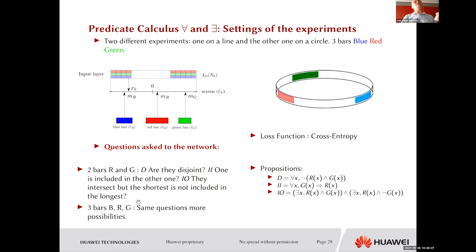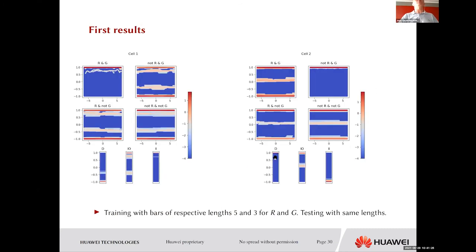In fact, for example, for two bars, the questions that were asked were: the first one, D, are they disjoint? Or II, is one bar included in the other one? Or IO, can they intersect, but the shortest is not included in the longest? So you can see that compared to the input layer, where you just scan a region of this interval or of the circle, the propositions involved are predicates and not just coming from propositional calculus. With three bars, the same questions, but of course with more possibilities.